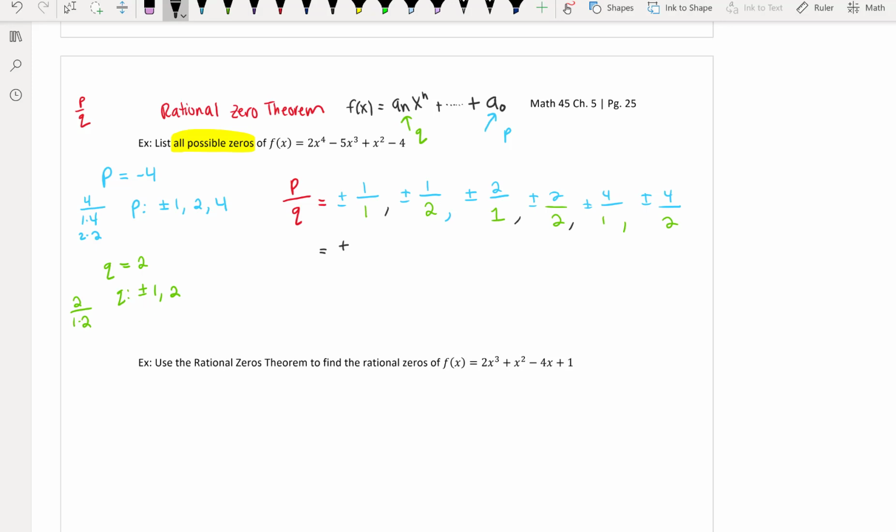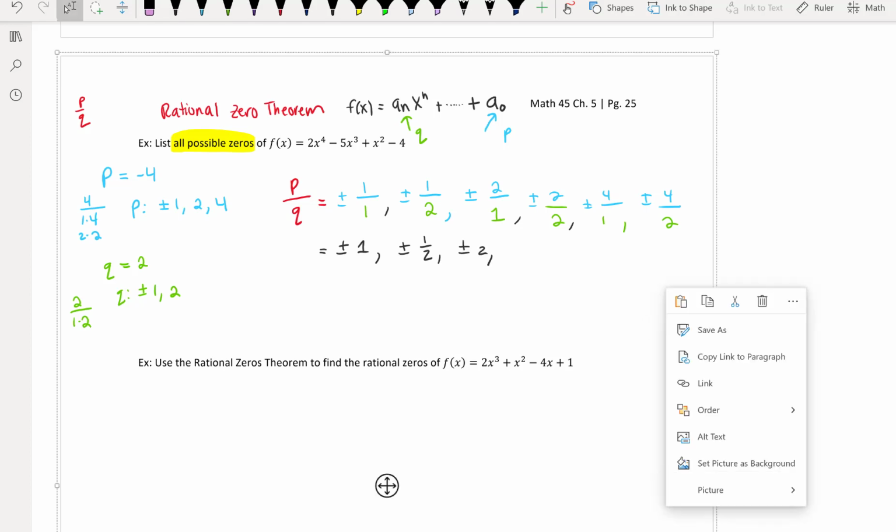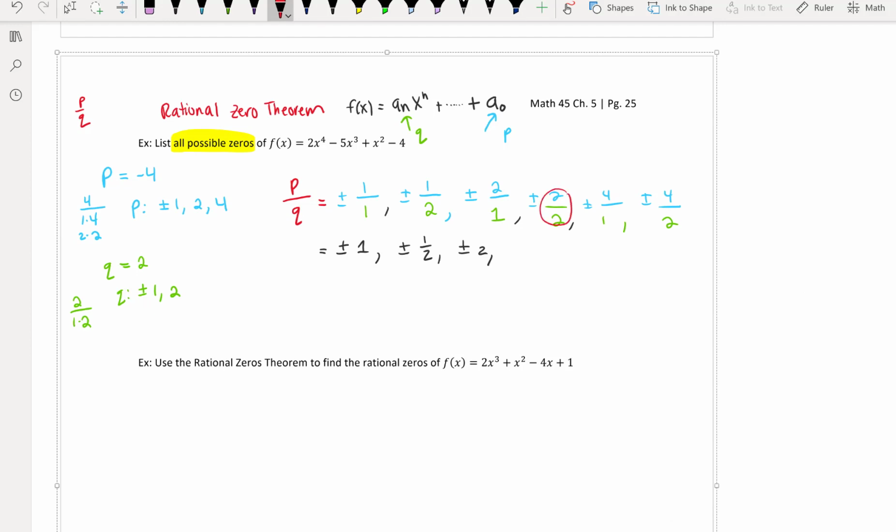So this first one is going to be plus or minus 1. I have plus or minus 1/2, plus or minus 2. This actually reduces to 1, but we already have 1, so that's checked off. We also have plus or minus 4. And 4 divided by 2 reduces to 2, but we already have 2. So we don't really keep those extras, okay?